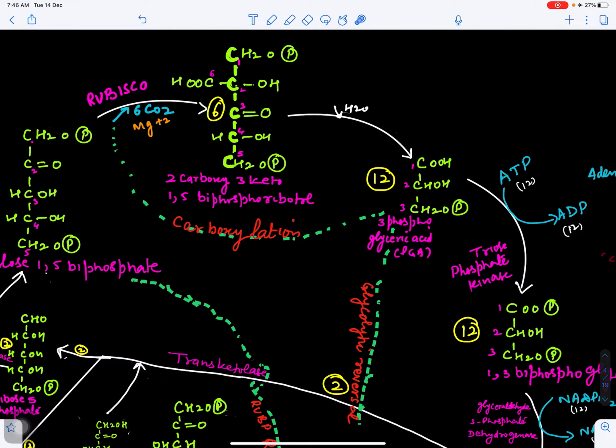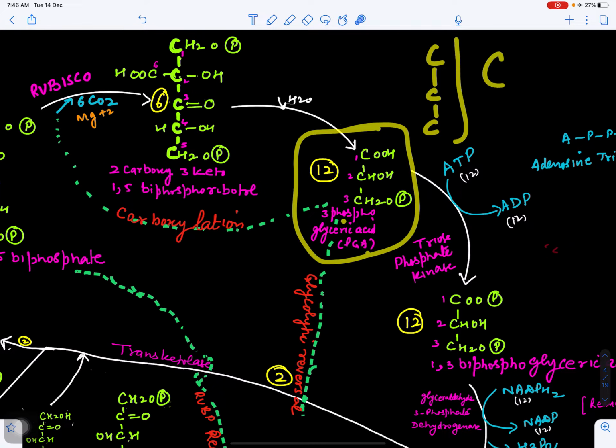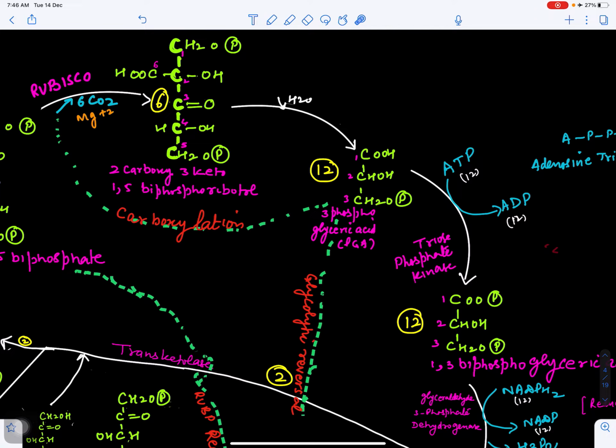Now this 3-phosphoglyceric acid is the first stable product which is being produced, and this is 3 carbons in length, so this is called the C3 cycle. Sometimes a one-mark question may be asked on why it is called the C3 cycle. I hope this is clear to you.